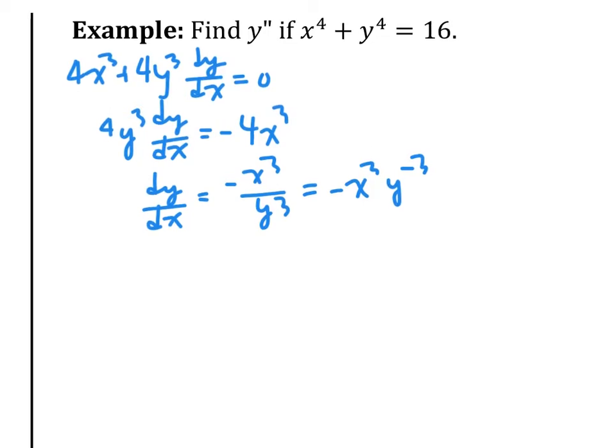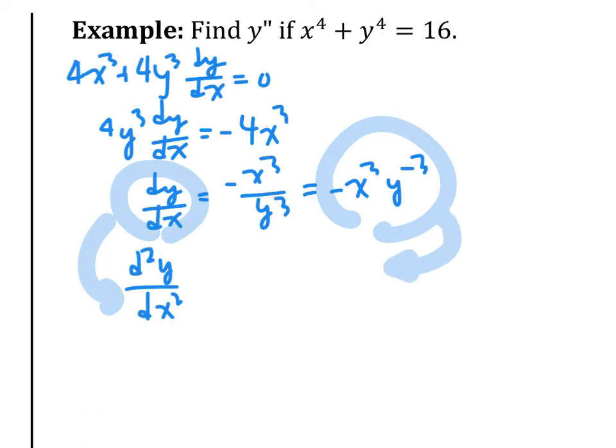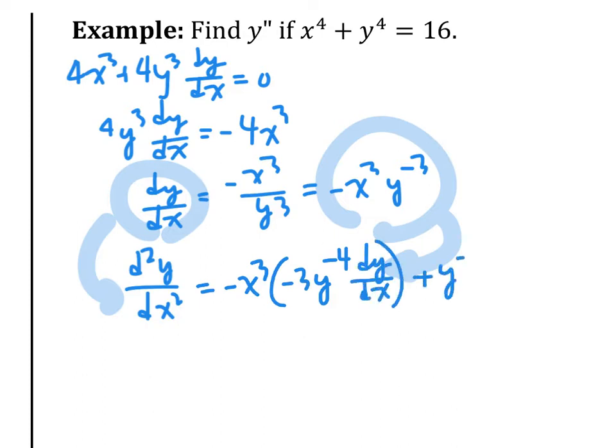If we recall, the notation for writing the second derivative is d squared y over dx squared, like that. So basically we're saying take the derivative of the left hand side and right hand side. Left hand side becomes this. Right hand side we need to do another implicit. This requires a product rule, so negative x cubed times negative 3 y to the negative 4 dy/dx, plus y to the negative 3 times negative 3x squared.